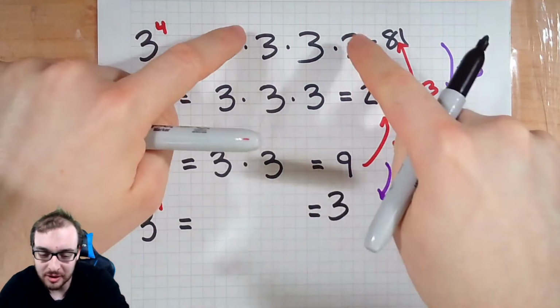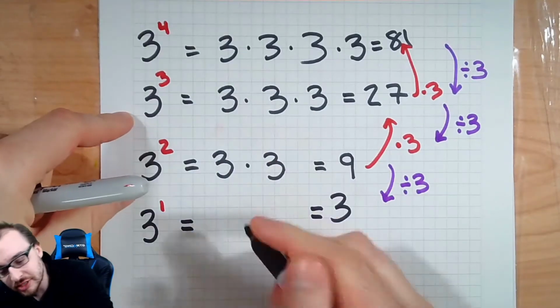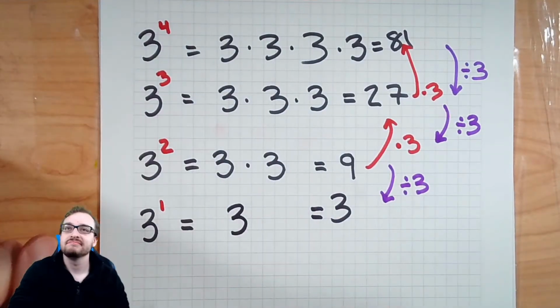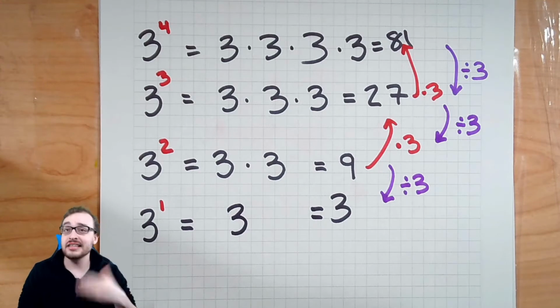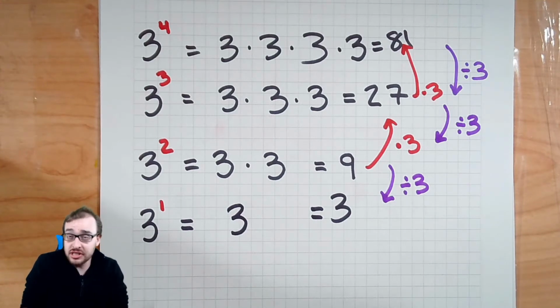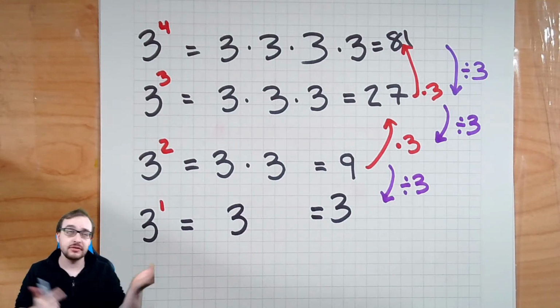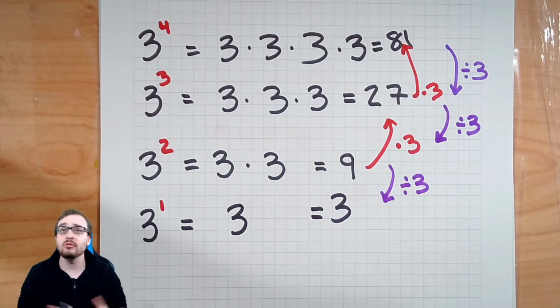And if you follow the pattern, we're removing a 3 each time. So if we remove this 3, we get that. So that's 3 to the 1st. Anything to the 1st power will be itself. 5 to the 1st power will be 5. 6 to the 1st power will be 6. A million to the 1st power will be a million.